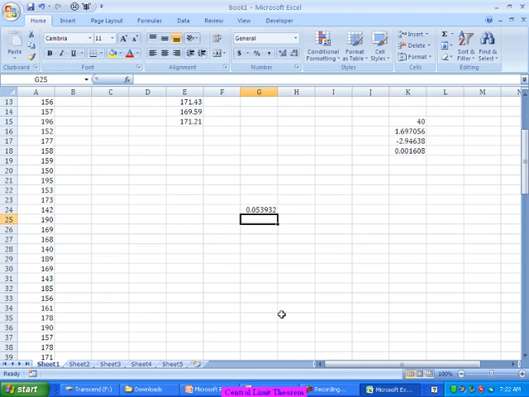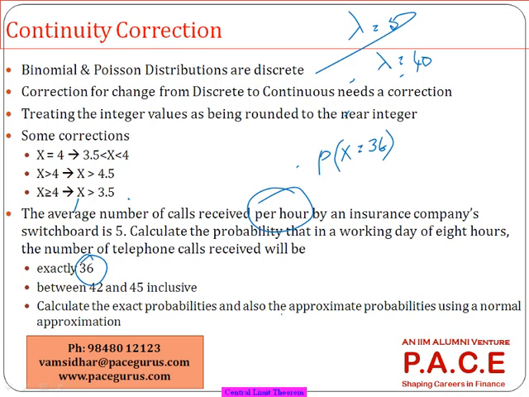So now let me approximate the Poisson to a normal. If I am approximating the Poisson to a normal, what should I do? The question is about equal to 36. So I will try to find out 35.5 less than x less than 36.5.